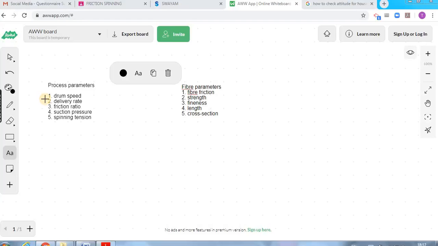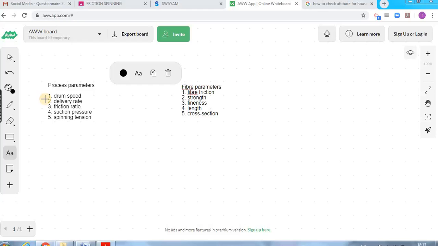So first one is drum speed. It is the spinning drum speed or perforated drum speed. As we have already discussed, the drum speed in friction spinning ranges from 3000 to 5000 rpm. Right? When I increase the spinning drum speed from 3000 to 4000 rpm, the yarn quality characteristics will start increasing, because as I increase the drum speed, my surface speed will also increase, so I can minimize the buckling effect in the fibers.